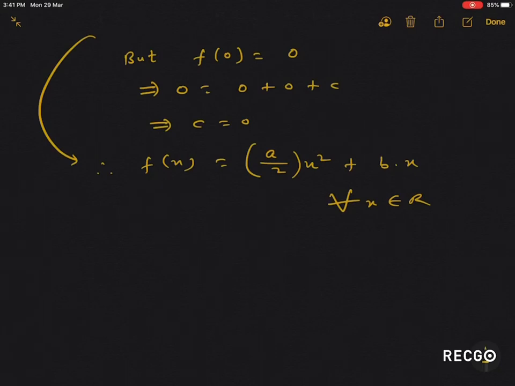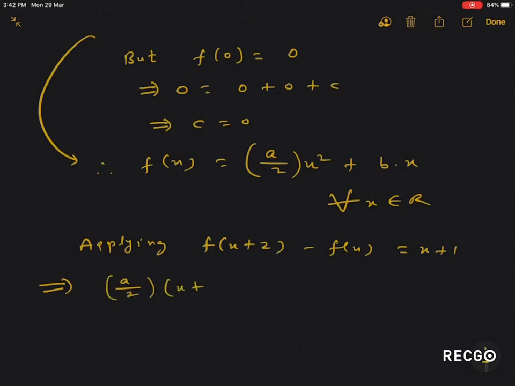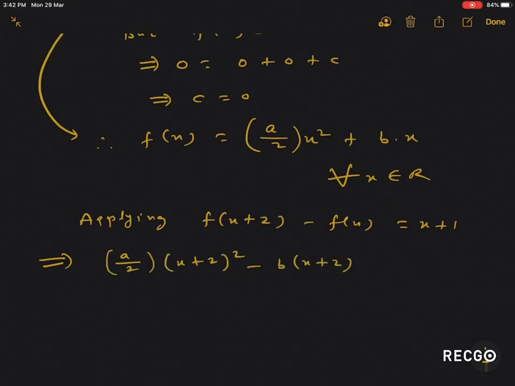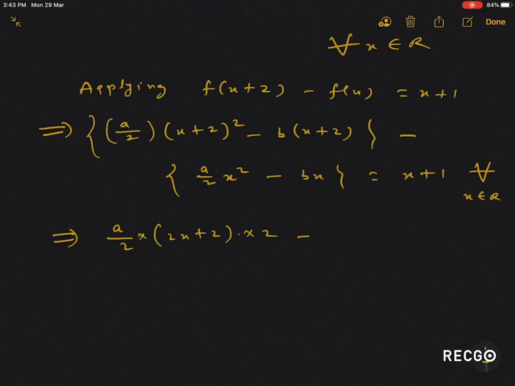Now there are still two variables whose value is yet to be determined. The variables are a and b, and what do you think is the way to find this a and b? So the easiest way is to apply the given functional equation. In the beginning, in the question itself, it is given that f of x plus 2 minus f of x is equal to x plus 1 for all x. So applying this on the obtained f of x, and taking the like terms together, I mean taking a by 2 common and taking b common, what we are getting is this.